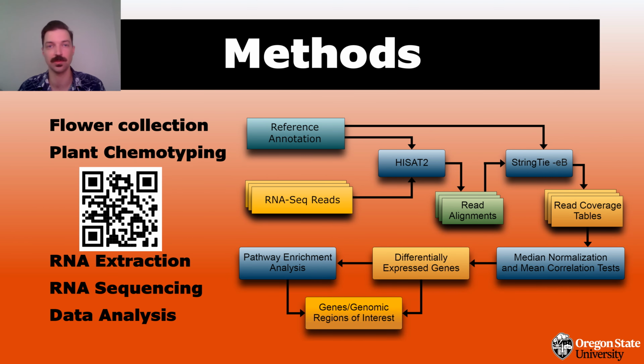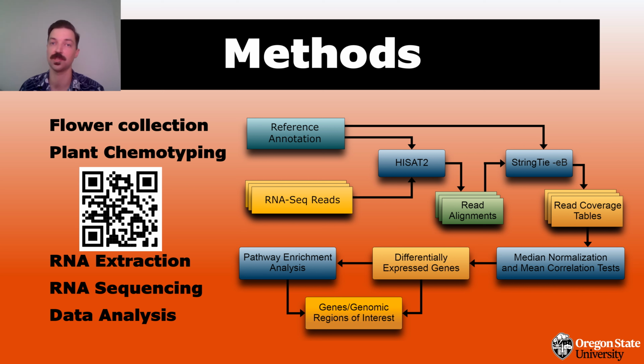Alright, now moving on to the methods. We started off with flower collection, which was collection of the phytomers, including inflorescences, reduced leaves, and bracts that were all harvested. Any foliage leaves were removed. The plants were then chemotyped, which was identifying the cannabinoid content in each of them.